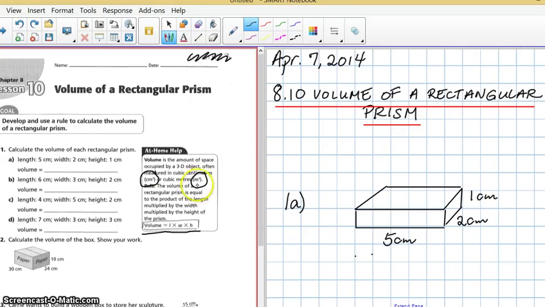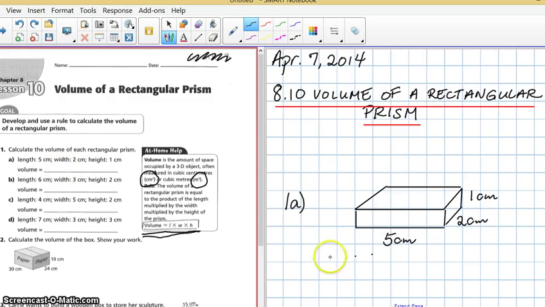So the rule is the volume of a rectangular prism is equal to the product of the length multiplied by the width multiplied by the height of the prism. As you can see here at the bottom of the at-home help, the volume formula is stated, volume equals length times width times height. So my expectation is that you always show that formula from now on before you do your calculations. So let's do 1A together.